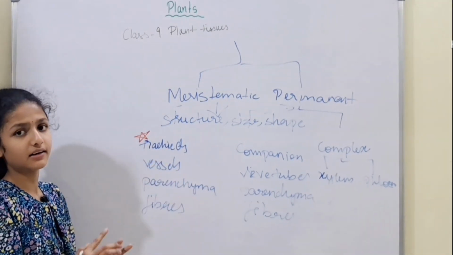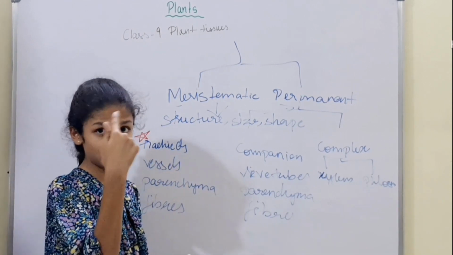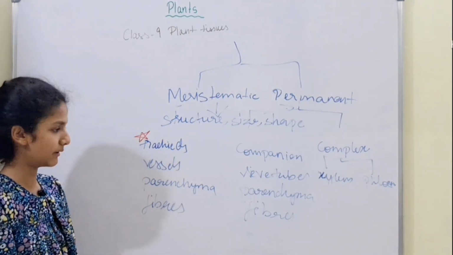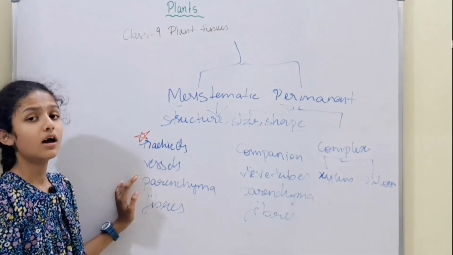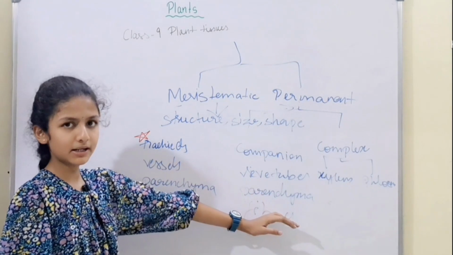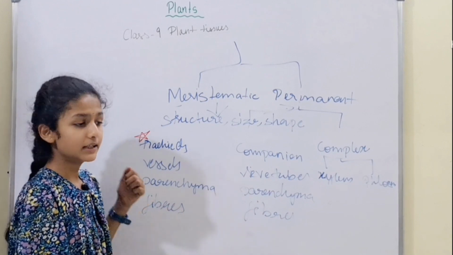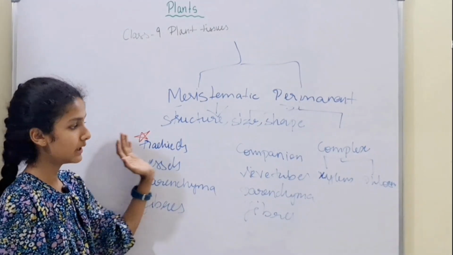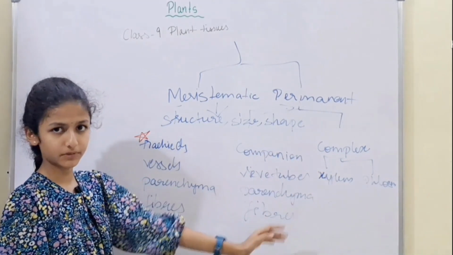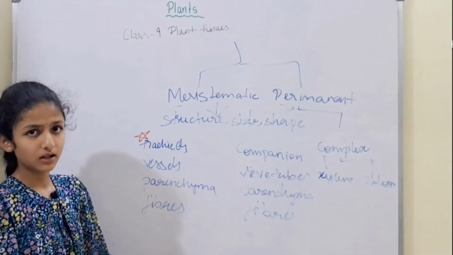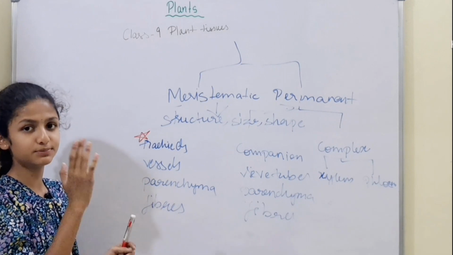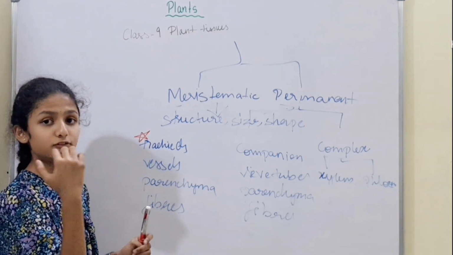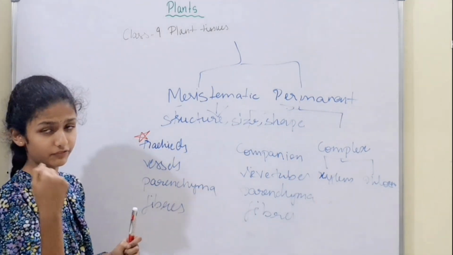Xylem vessels are cylindrical cells. They are also placed end to end. Now, parenchyma. Xylem parenchyma provides strength. Phloem parenchyma provides strength. This provides strength for xylem. This provides strength for phloem. And fibers. I'm sorry. Fibers provide strength. Xylem fibers provide strength to xylem. And phloem fibers provide strength to phloem.